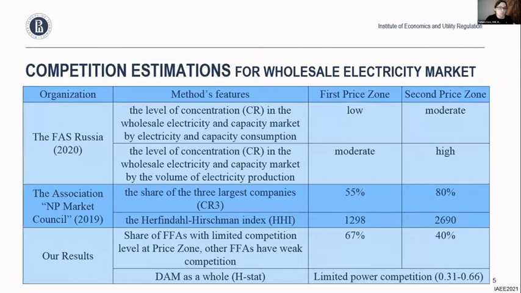So what about competition estimators? Here you can see the competition estimators of the Federal Anti-Monopoly Service of Russia and the Association of Market Regulation. We can see that in the first price zone, the competition level is higher than in the second price zone. And in our results, we have the same: in the first price zone, more free flow areas have limited competition levels.